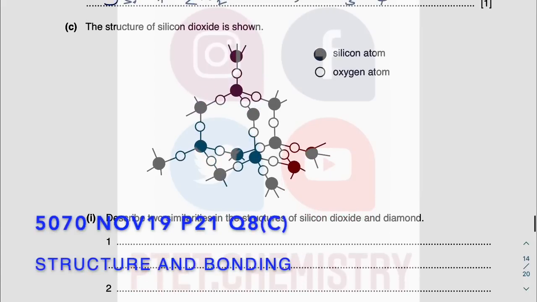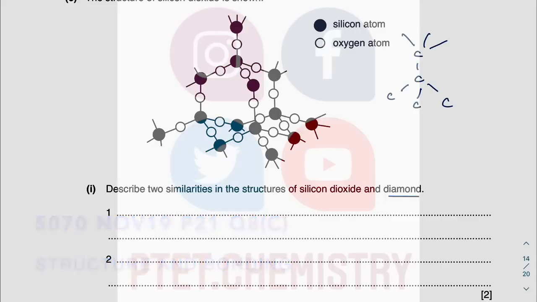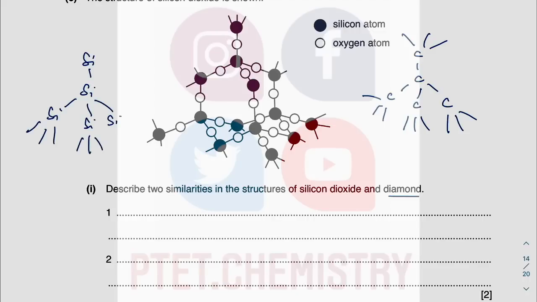Next bit, they want you to describe two similarities between silicon dioxide structure and diamond. So diamond, you have carbon, carbon, carbon, carbon, carbon, like that. So each carbon forms 4 bonds. Like that, it forms a framework like that, okay? So think about silicon, also the same, yeah? I can tell you that silicon, it's not in your syllabus, but silicon looks like graphite. That is not silicon dioxide, that is silicon.